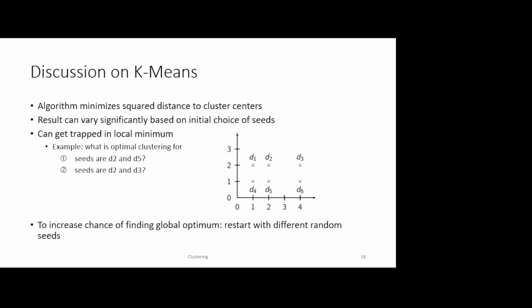So here is a very big example like this. Suppose we have 6 points arranged like this, and if your random seed starts from D2 and D5, so what's wrong? You want to generate 2 clusters, but your random seeds are D5 and D2, and the centers are just located at D2 and D5. What happened?